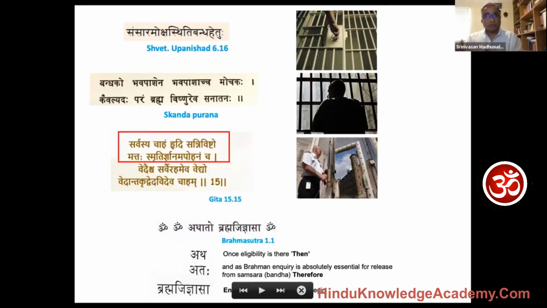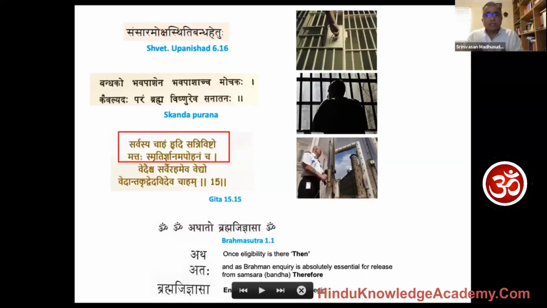Now, Skanda Purana gives another very interesting analogy here. Bandako bhavapashena bhavapashashta mochakaha kaivalyadaha param brahma vishnureva sanatana. So what it's saying is, bandako bhavapashena: He is the one who has locked us in this samsara. Bhavapashashta mochakaha: He is the one who has to release us from this bondage. And who is that person? He is Kaivalyadaha, he is Param, he is Brahma, he is Vishnu, he is Eva, and he is Sanatanaha. So it gives various attributes and descriptions of the Supreme Lord who has actually put us in bondage.